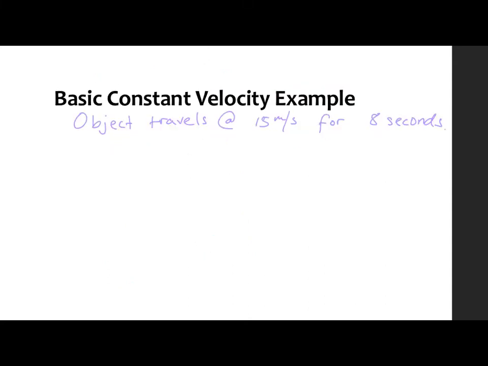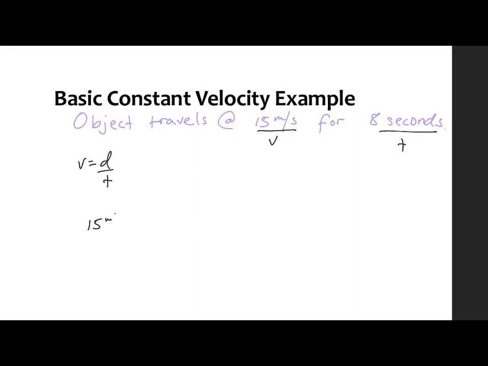So let's talk about a basic constant velocity example where an object travels at 15 meters per second for 8 seconds. The relationship between these variables is v is equal to d over t. That's our constant velocity equation. So this is your velocity, and this is your time. That means we're looking for distance. How far did the object travel within this time period?